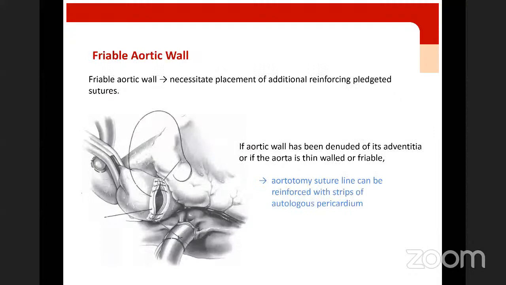A friable and weak aortic wall might require placement of additional reinforcing pledgeted sutures, especially if the aortic wall has been denuded of its adventitia or become so thin-walled. In this case, the aortotomy suture line can be reinforced with strips of autologous pericardium.